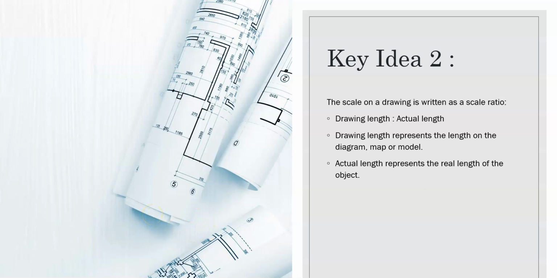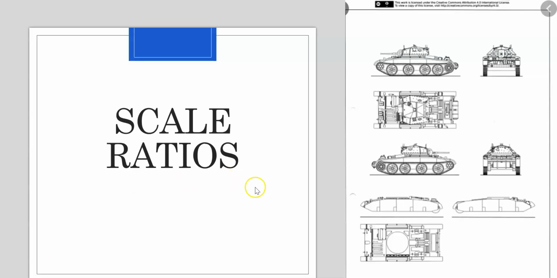The scale on a drawing is written as a scale ratio, so we call it a scale ratio, and that first figure is the drawing length, and the second is the actual length. So the drawing length represents the length on the diagram, map or model, and then the actual length is in real life. Okay, so my tank drawing, hang on, I need to bring this down for a minute.